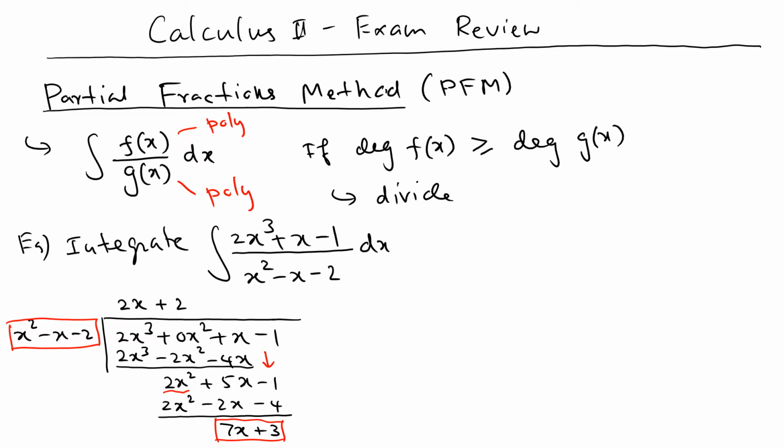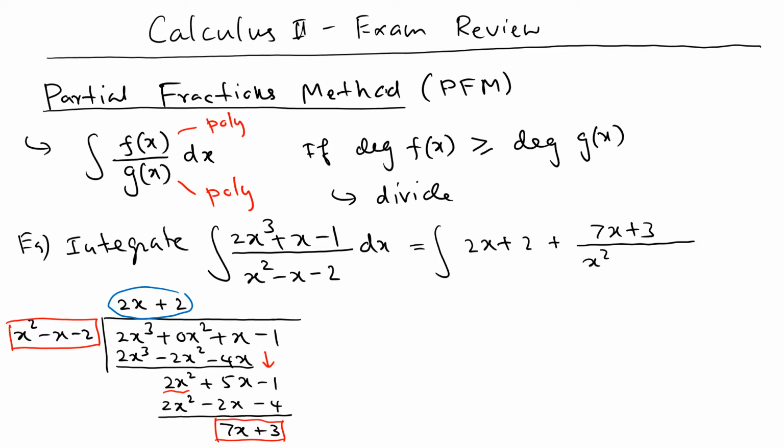Now you can write this as follows. When you divide, your quotient was 2x plus 2. That's the quotient that you can see right here, so that goes there. Plus the remainder, which was 7x plus 3, but you have to write the divisor below it. So that's how you do it.